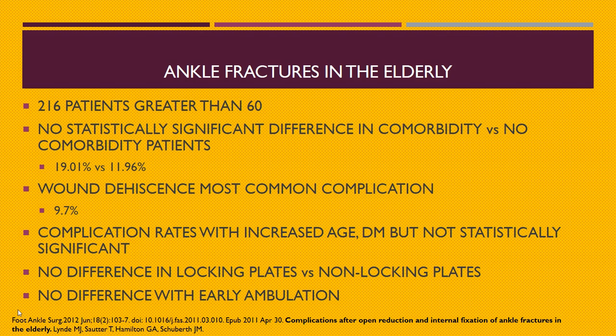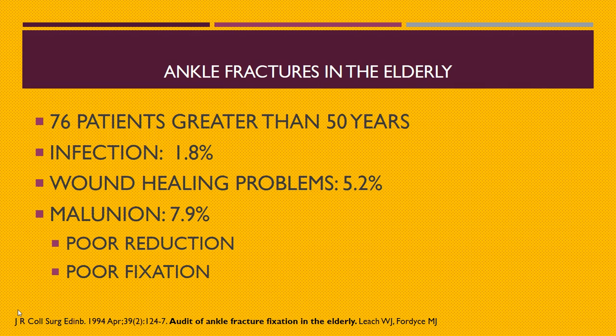Another more recent study looking at 216 ankle fractures in older patients, and interestingly enough, there was no statistically significant difference in comorbidity versus no comorbidity patients in terms of healing. Again, as becomes a common theme in many of these studies, wound healing problems are the most common situation. Complication rates increased with increasing age and diabetes, but in this particular study were not significantly different. Although we hear a great deal of advocates for locking plates in the elderly patients because of osteopenia, in this particular study, which was rather robust at 216 patients, there really was no difference in healing between locking and non-locking plates, and there was no difference with early ambulation versus delayed ambulation.